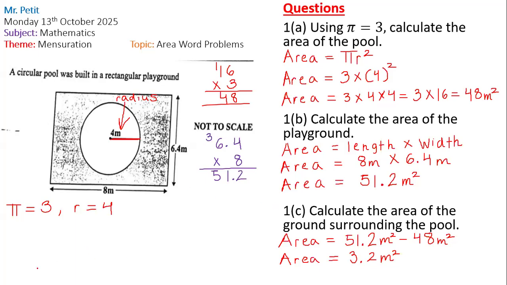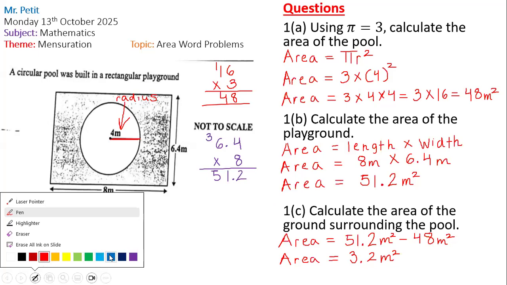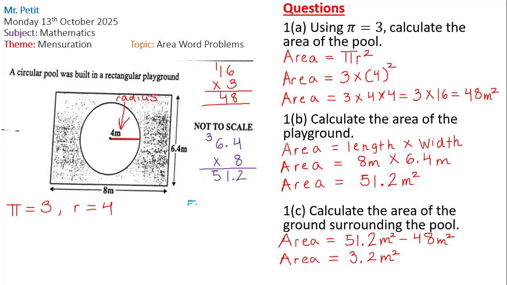Let me show y'all how I got that. I think it's important because we're dealing with decimals. So 51.20 minus 48. Be careful, you have to borrow from the 5. If you look at it, you have to put them in the right order. The 48 has to be underneath the 51. It can't be underneath the 20. Otherwise you would get a wrong answer.